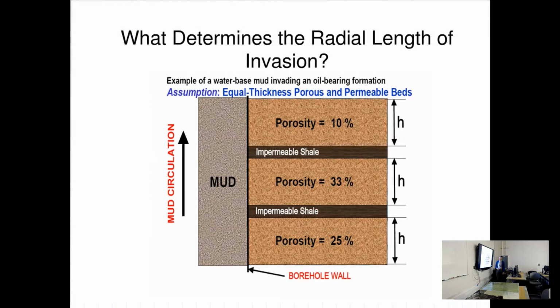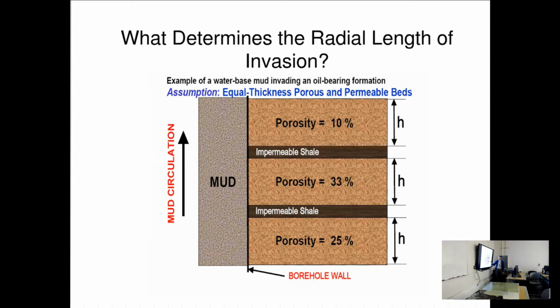Okay, so we talked about invasion. So here's just a little question. What determines the lateral length of invasion related to porosity? Let's say we have a very simple situation. We have mud circulating in a hole. It's under pressure. You have porosity, porosity, porosity, different levels, and then shales that are forming as seals.